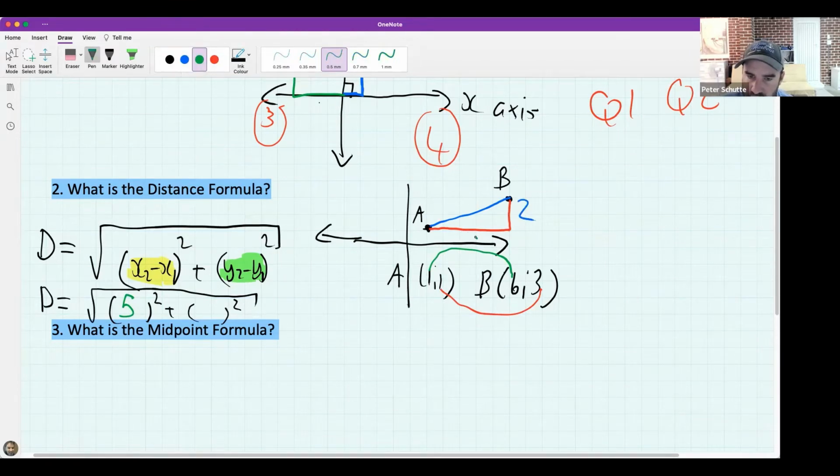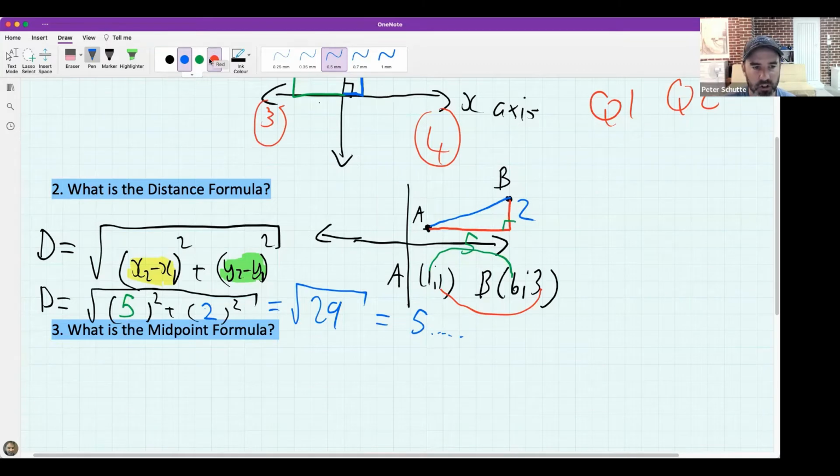This is going to be 5. Now you can see, using Pythagoras, you could work this out by just going 5 squared plus 2 squared and square rooting. The distance formula is just a variation of that. So we're just using that formula. And so the distance would be, in this case, 5 squared is 25, 2 squared is 4, so the square root of 29. And if you look on your calculator, that will give you 5 point something.